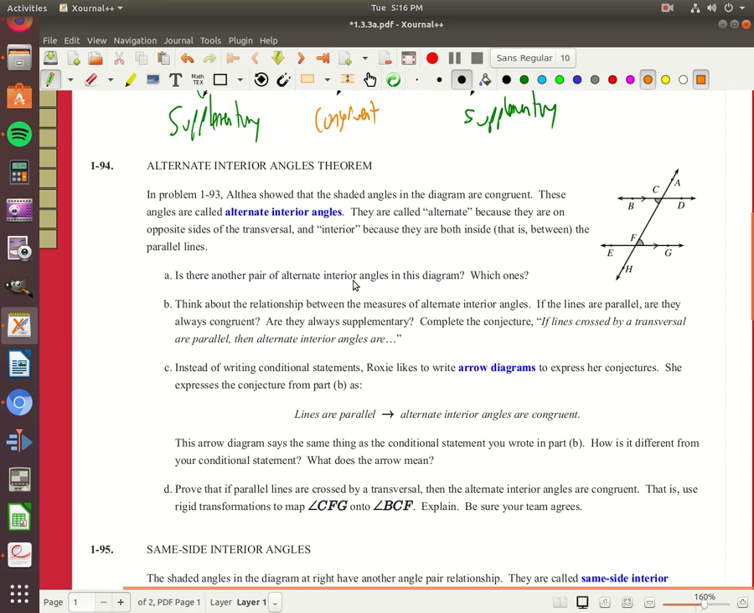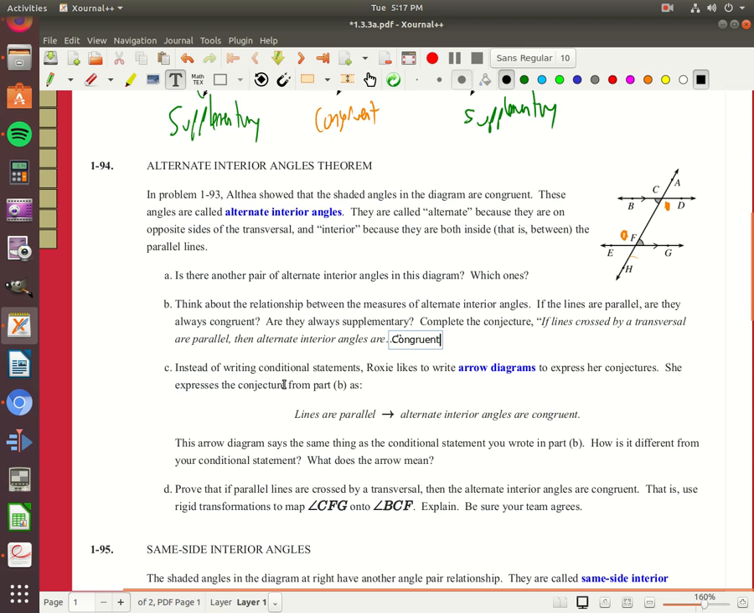All right, is there another pair of alternate interior angles in this diagram? Yeah, I would say these are alternate interior angles as well. So angle DCF and angle EFC are also alternate interior angles. Think about the relationship between the measures of alternate interior angles. If the lines are parallel, are they always congruent? Yeah, I would say so. Are they always supplementary? Complete the conjecture. If lines crossed by a transversal are parallel, then alternate interior angles are, again, we'll go right here, and we'll say that they are congruent.